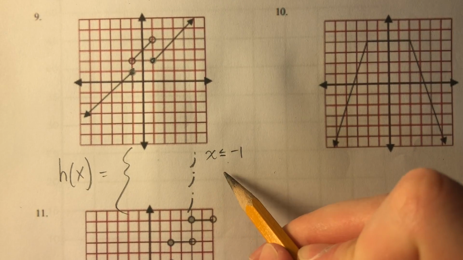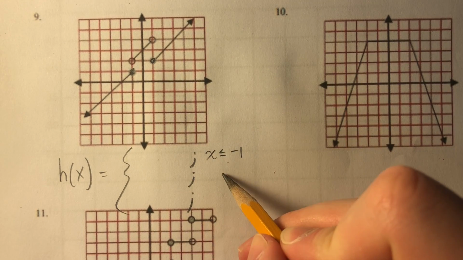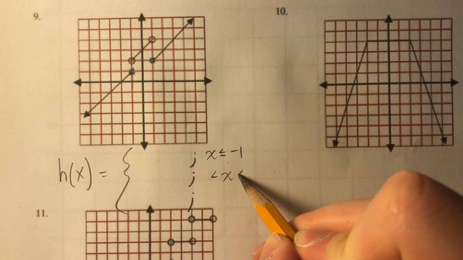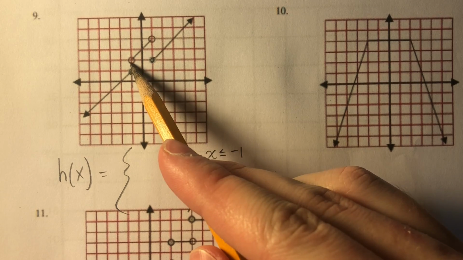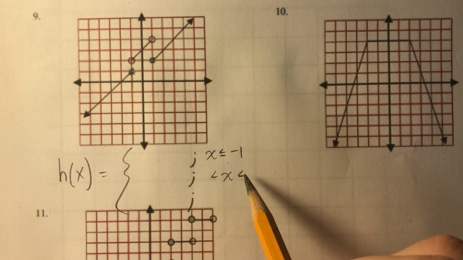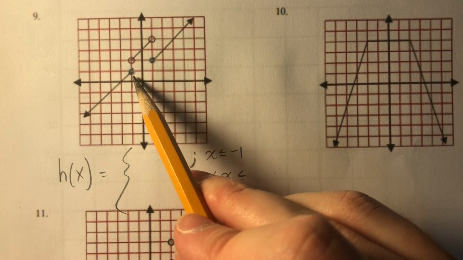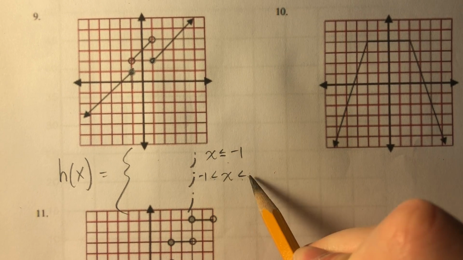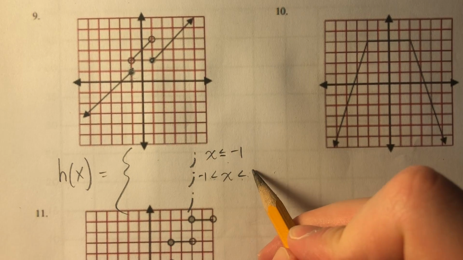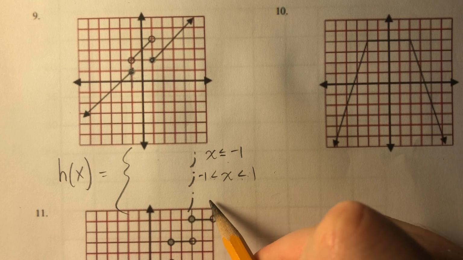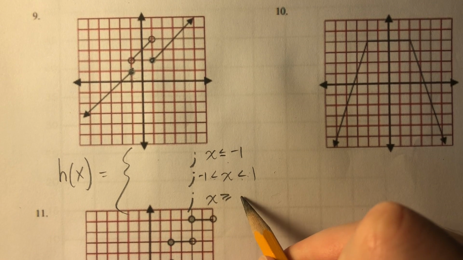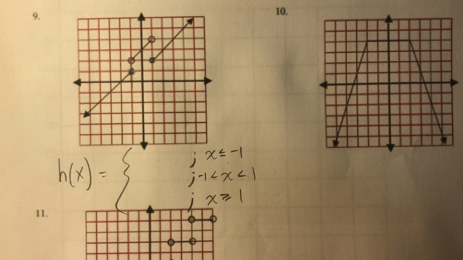The next one, x is between two numbers, so x is going to go in between our two inequalities. They're open circles, so we're not including the two values I put here. We start here at negative 1 and continue all the way to positive 1. And then my last one will just be x is greater than or equal to positive 1.